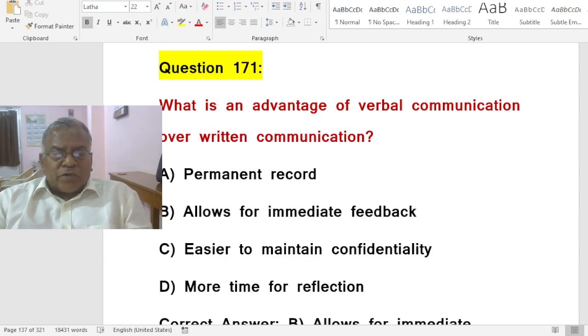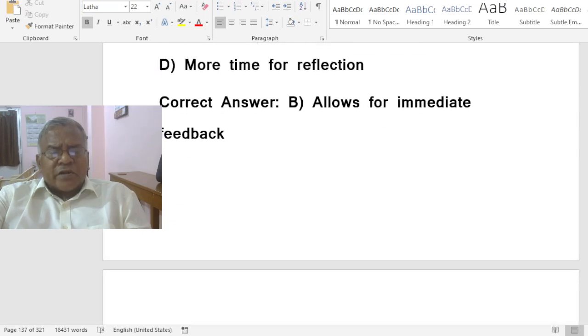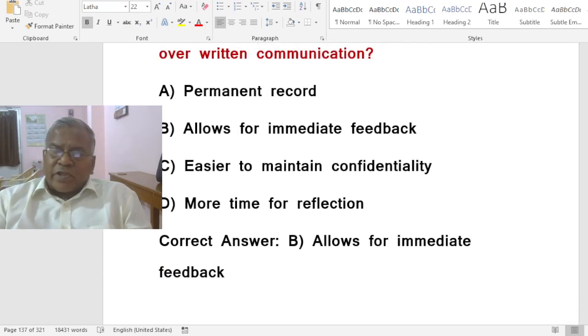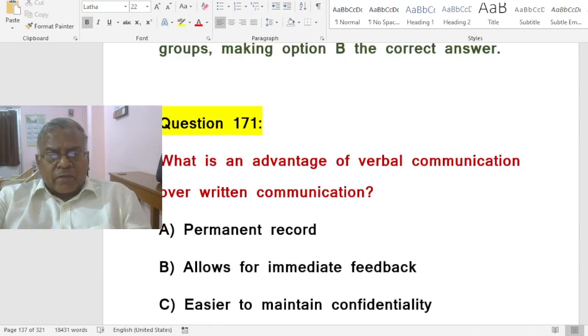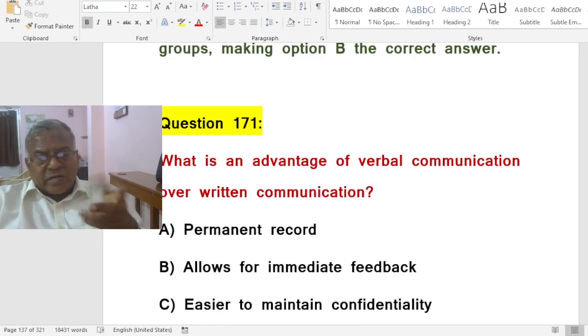Verbal communication over written. So, what is an advantage of verbal communication over written communication? See, allows for immediate feedback. In a written document we cannot do that, but while we are speaking, we can have immediate feedback, whether we understood or not, whether we are saying the right thing or not. As we are speaking, we will get the feedback. So that is the advantage of verbal communication. But in written communication, it is not possible.